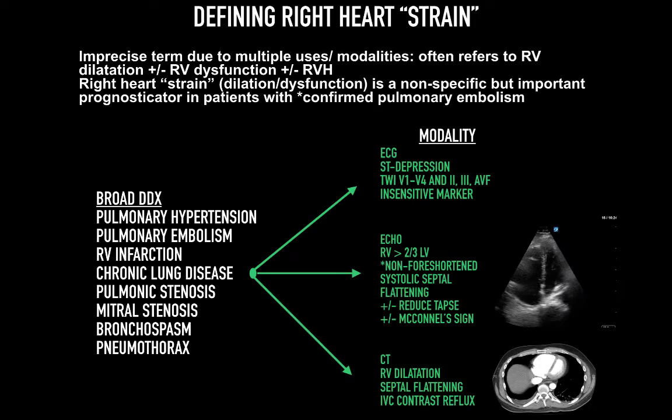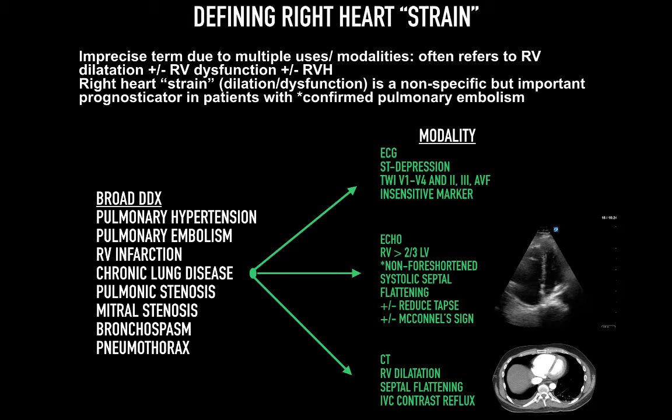I often hear other professionals refer to right heart strain. The trouble with this term is it lacks specificity. Right heart strain can mean a variety of things, from RV dilatation to RV dysfunction to right ventricular hypertrophy. It's really non-specific, but it carries some important prognostication in conditions like pulmonary embolism.